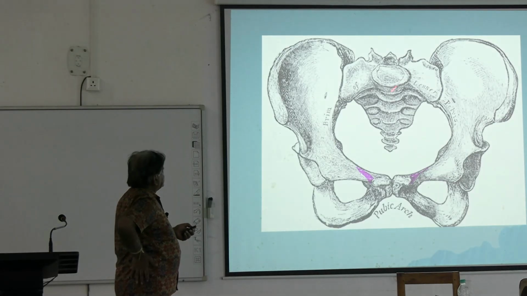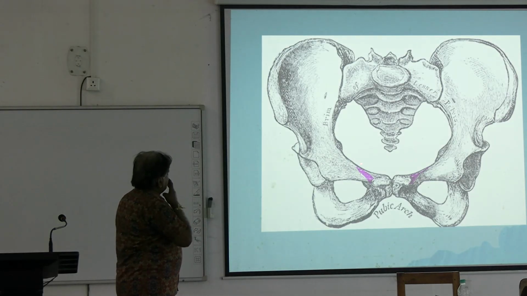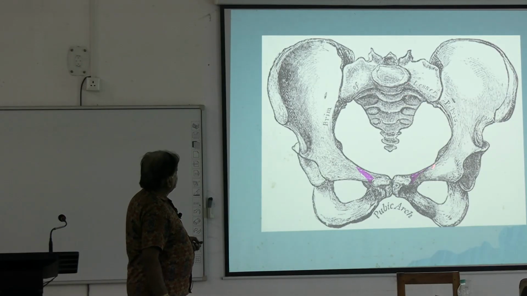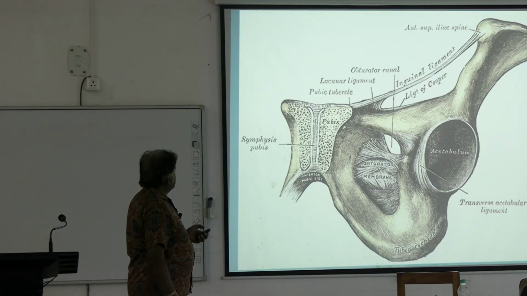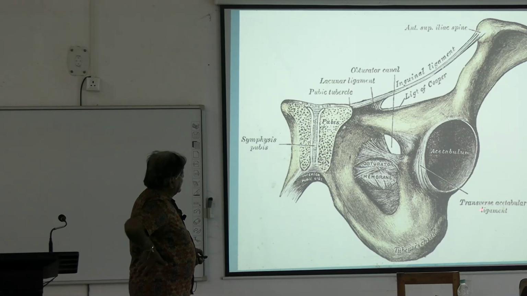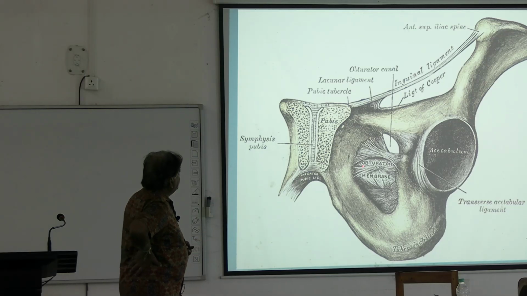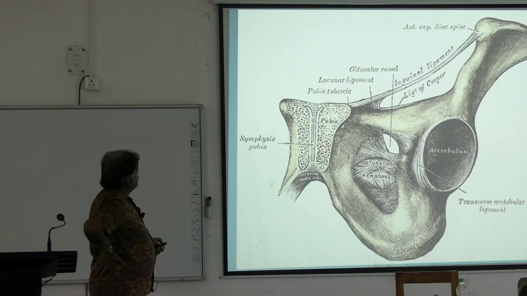Now, this is the pelvis. It's similar, this is a picture taken from Gray's. Now, you can see the lesser pelvis, the brim, the greater pelvis, the pubic arch. This is an articulated pelvis. Now, you can see how the muscles and the ligaments are attached to the pelvis.